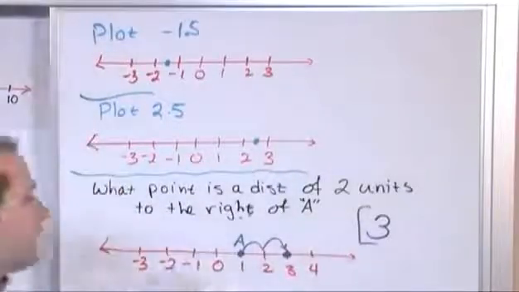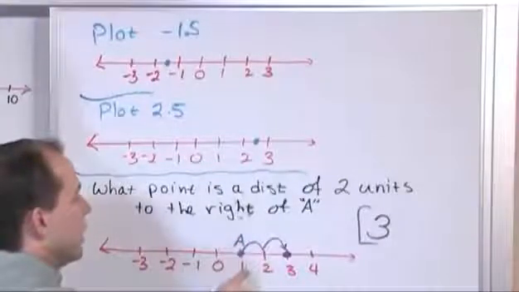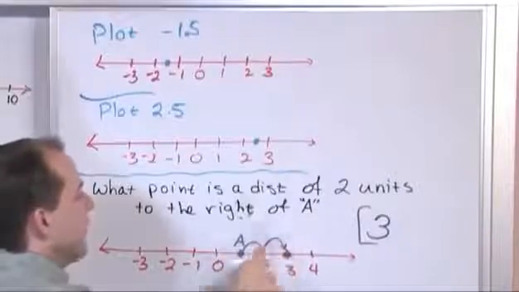But here is just a graphical way of showing you this is addition. Basically, it's 1 plus 2. 2 units to the right equals 3.